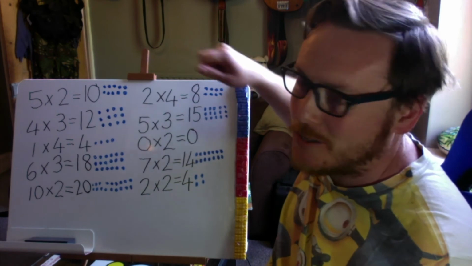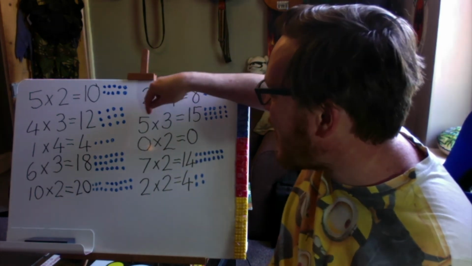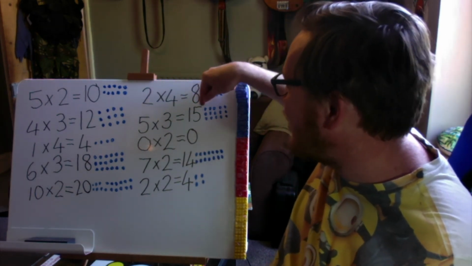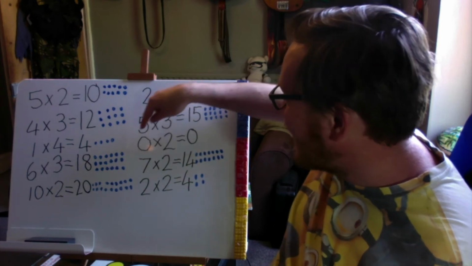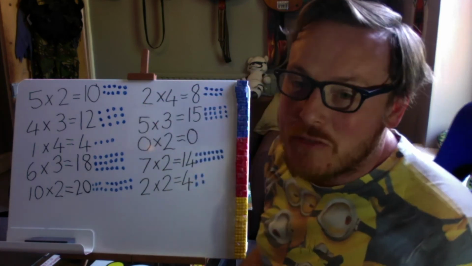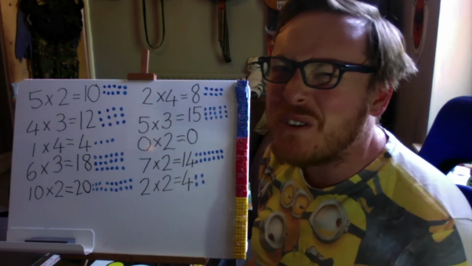3. Oh, sorry, silly me, I did it again. 5 times 3 is 15. Now 0 times 2. I threw that one in to try and trick you. I wonder how many of you I caught out.